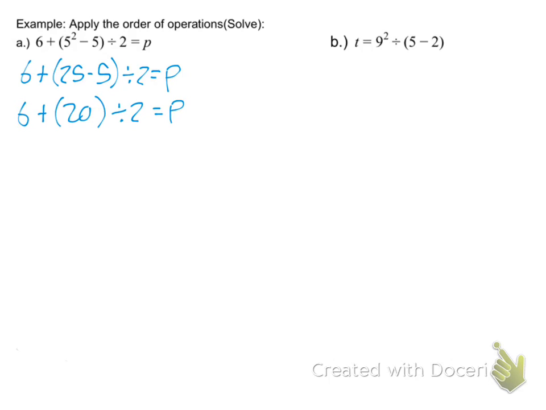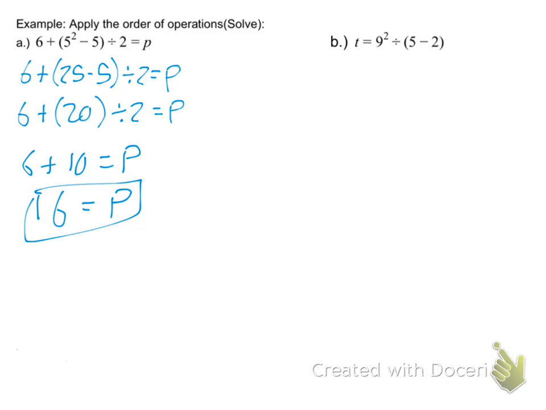Saw too many head shakes there, guys. What comes first, addition or division? Division. What's 20 divided by 2? So it'll be 6 plus 10 is equal to P, or P is equal to 16. Be very, very careful. You would have been wrong if you would have added first. We don't want you to be wrong. No. So, it's not too bad, right?